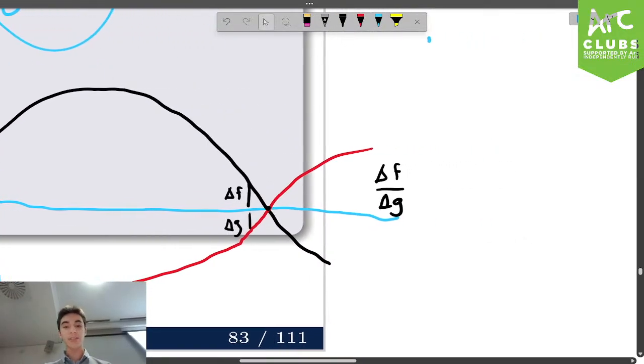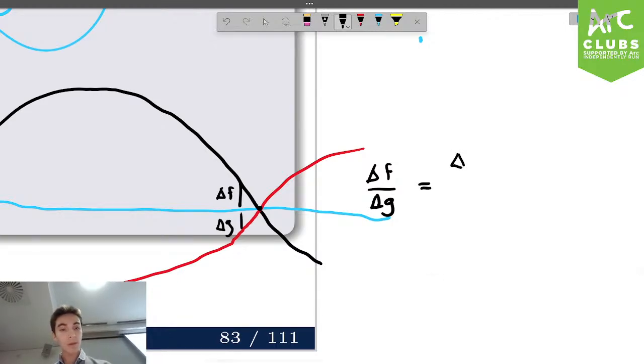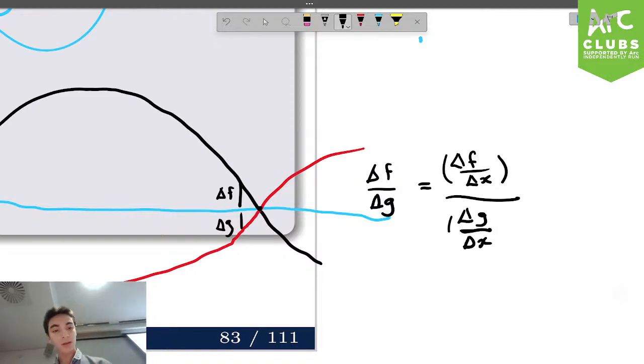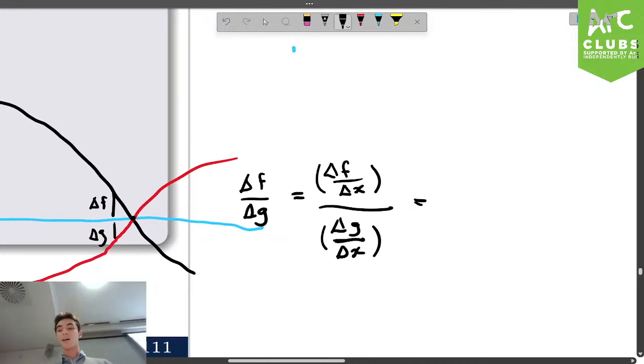But what you'll find is that this is actually equal to this ratio, delta f over delta x, delta g over delta x, which is basically a primitive way of denoting the derivative of those functions at that point.